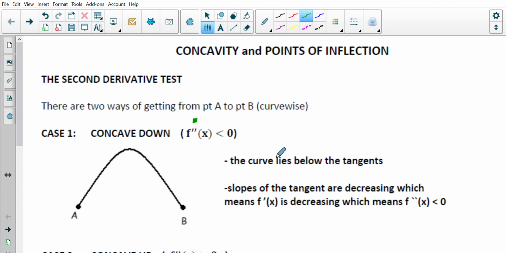And that means our curve lies below the tangents. Your second derivative is the rate at which your tangents are changing. In this case, the slopes of the tangent are decreasing, which means our derivative is decreasing, which means our double derivative is going to be negative. I can draw some tangents in here. If I start at point A, our tangent would be positive and going up. As we keep going, it's positive going up. Then at the very top of our curve, the tangents are 0. That's how we know we can find a max or a min. But then our tangents turn to negative. Because our tangents are constantly decreasing, that means our double derivative is going to be negative, and it means we have a concave down situation.